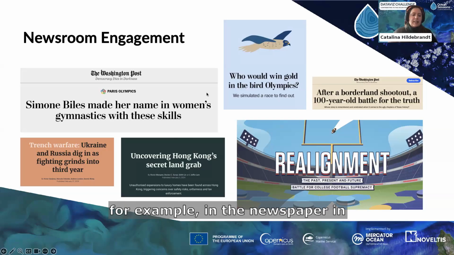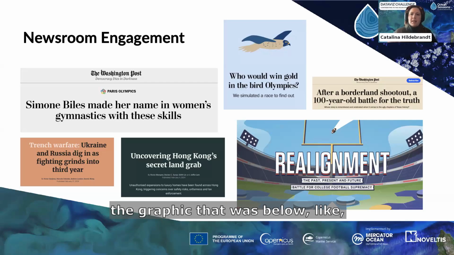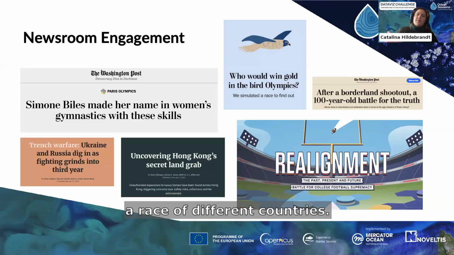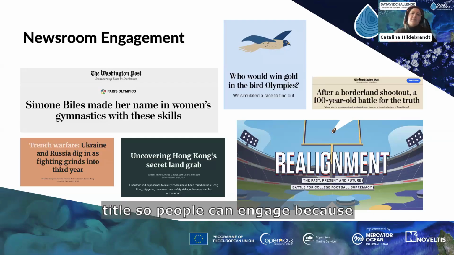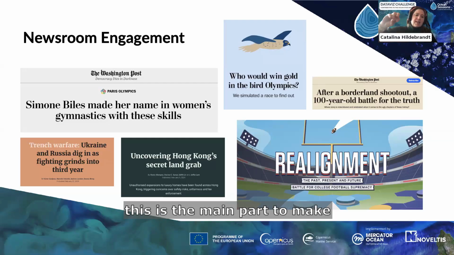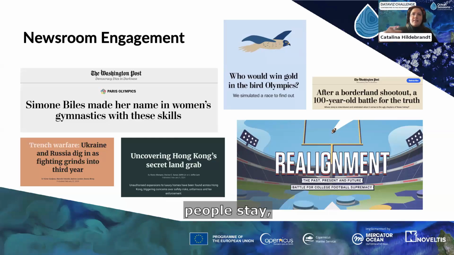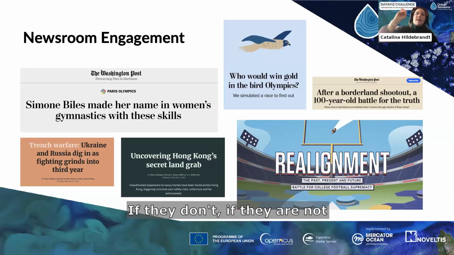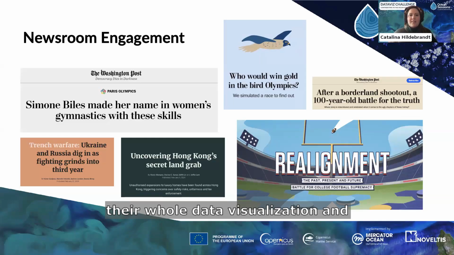For example, in the newspaper in Berlin, I started by just describing the graphic that was below, like the race of the GDP of the different countries. Instead of analyzing and giving a thesis to my audience, like saying the increment of whatever, you can be creative with the title so people engage, because this is the main part to make people stay, at least in the newspaper. If they are not interested by it, they won't read our whole data visualization, and we want to deliver that information.